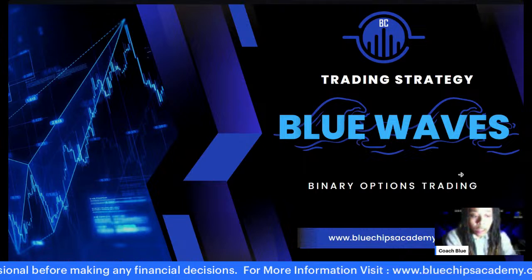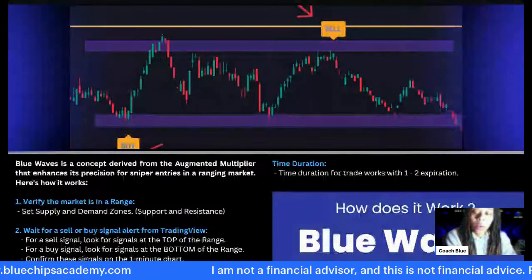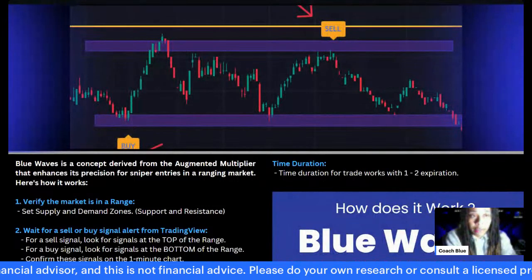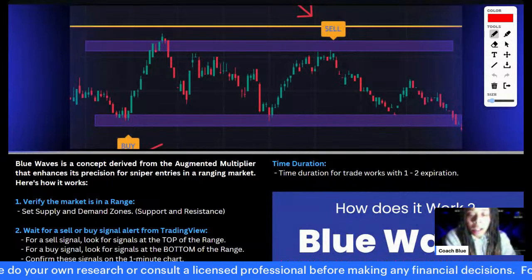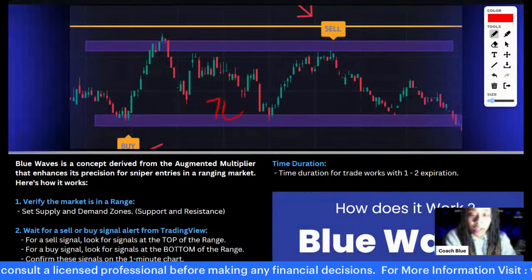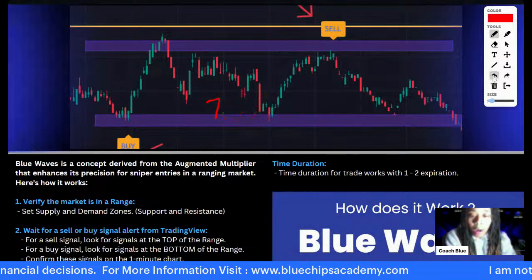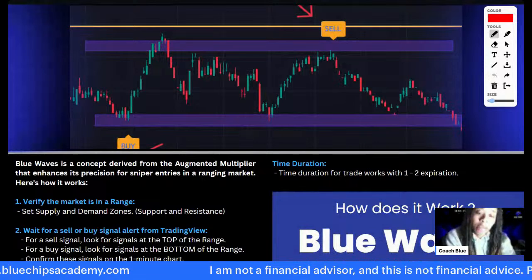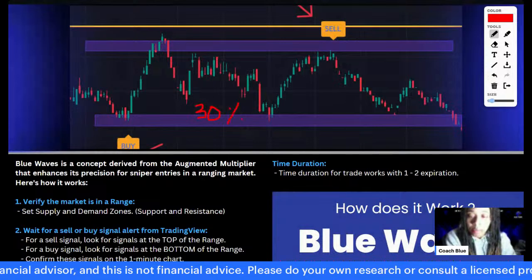With the blue waves, we're looking at a concept that is best applied when we're in a ranging market or when there are significant support and resistance levels. I'll talk about support and resistance in a minute. The reason this concept is effective is because the market ranges about 70% of the time. So that puts you in a position to find more probable setups within those conditions. The other 30% of the time, the market is trending.